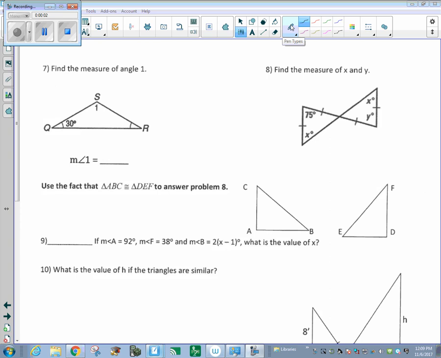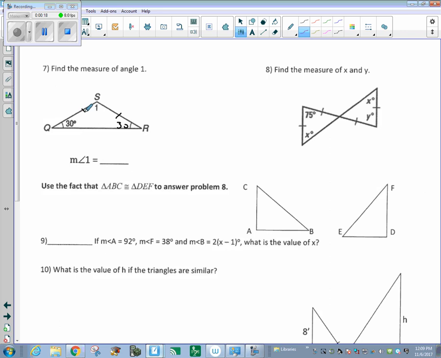Welcome back, everybody. We are going to do problems 7 through 12 on this second page of the review. When we start this, they're asking us to find the measure of angle 1, and I noticed that these two angles are marked the same, so this angle must be 30 degrees.